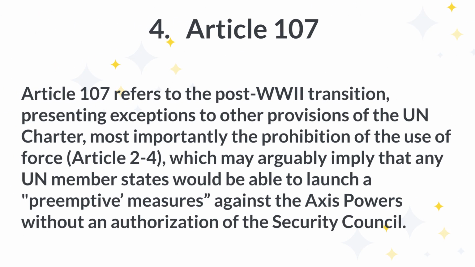4. Article 107. Article 107 refers to the post-World War II transition, presenting exceptions to the provisions of the UN Charter, most importantly, the prohibition of the use of force, Article 2.4, which may arguably imply that any UN member states would be able to launch preemptive measures against the Axis powers without an authorization of the Security Council.